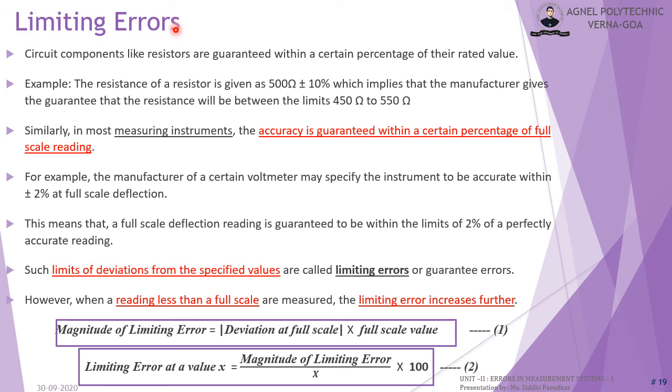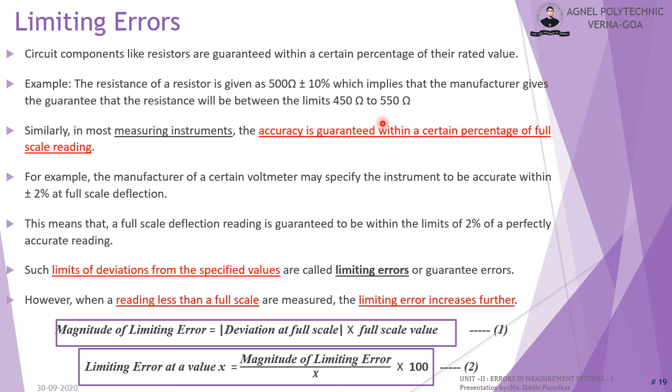Let us see what are limiting errors. We know that circuit components like resistors are guaranteed within a certain percentage of their rated value. For example, resistance of a resistor is given as 500 ohm plus or minus 10%. 10% of 500 ohm is equal to 50 ohm. Hence, this implies that the manufacturer gives the guarantee that the resistance will be equal to 500 ohm plus or minus 50 ohm. That is, resistance will be in between 450 ohm to 550 ohm.